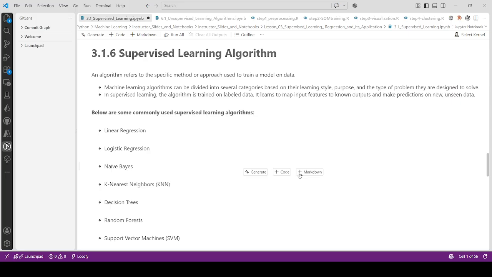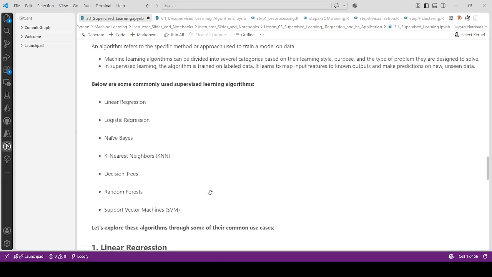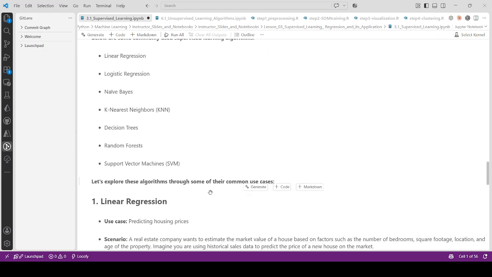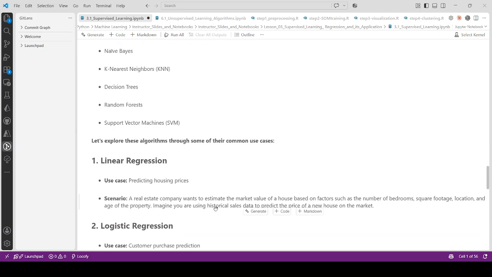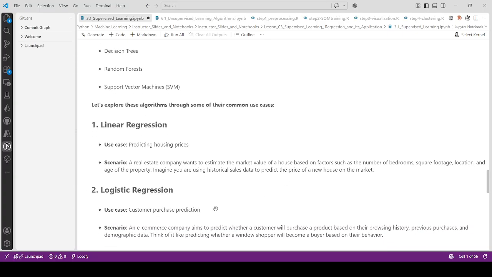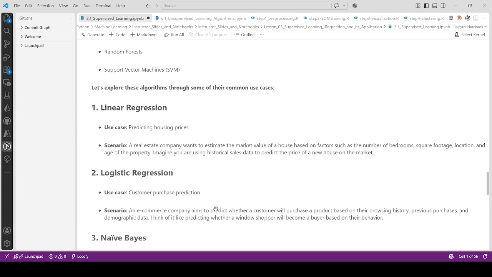In supervised learning, the algorithm is trained on labeled data. It learns to map input features to known outputs and make predictions on new unseen data. Some commonly used supervised learning algorithms are linear regression, logistic regression, Naïve Bayes, KNN, decision trees, random forest, support vector machines, SVM. So now, one by one, I will give you a brief introduction and the use case where we use them.